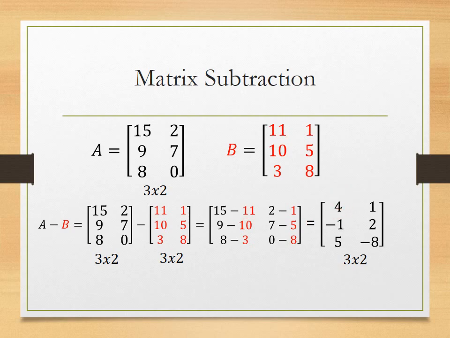Okay, so for each element, that's what we're going to do. For instance, third row, second column is 0 for A. Third row, second column is 8 for B. The resulting matrix would be 0 minus 8, which is negative 8. You also want to notice, again, the beginning matrices have the same dimension, 3 by 2. So we have a 3 by 2 matrix. We're subtracting a 3 by 2 matrix, and our result is a 3 by 2 matrix. Okay?